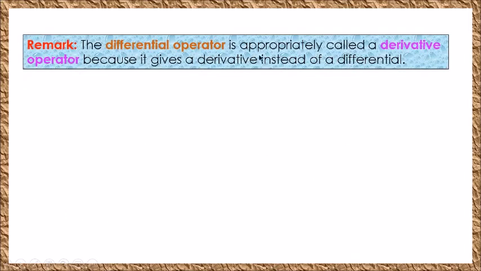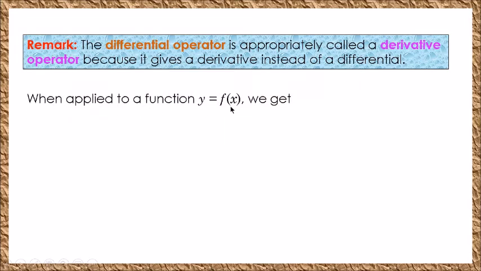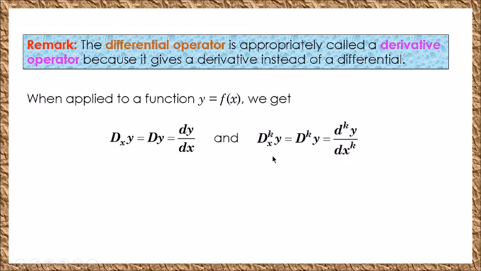The differential operator is appropriately called a derivative operator because it gives a derivative instead of a differential. When applied to a function y equals f of x, we get d with subscript x followed by y, or simply d followed by y, means derivative of y with respect to x. And d with superscript k and subscript x followed by y, or simply d with superscript k followed by y, means kth derivative of y with respect to x.